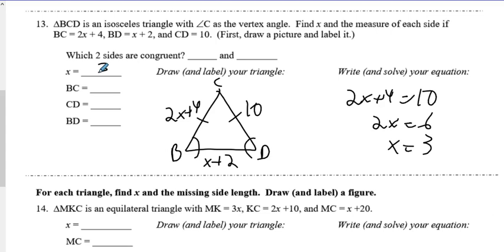Now, we already know what CD is. It's right there. It's given to us. And we don't actually have to plug in the 3 because we know this has to be equal to it. So BD, I just need to plug 3 in right here. 3 plus 2 is 5. And that's it. Oh, I left it blank. Which two sides are congruent? I said it, but didn't write it. BC and CD.